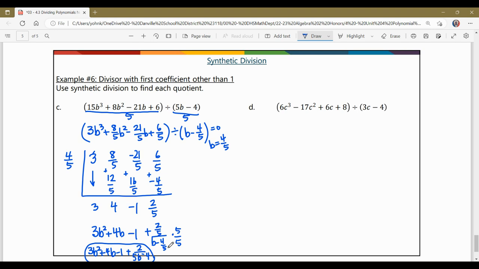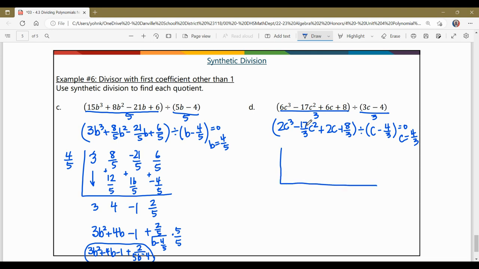All right, kids, last question. Looks like I need to divide everything by 3. So 2c cubed minus 17/3 c squared plus 2c plus 8/3, all divided by c minus 4/3. So if I set this equal to 0, I'm using positive 4/3. I don't think there's any missing exponents, so 2, -17/3, 2, and 8/3. I'm using a positive 4/3 on the outside.